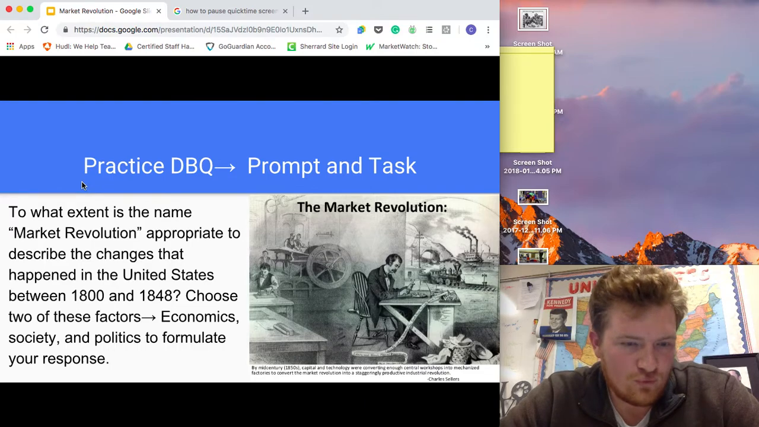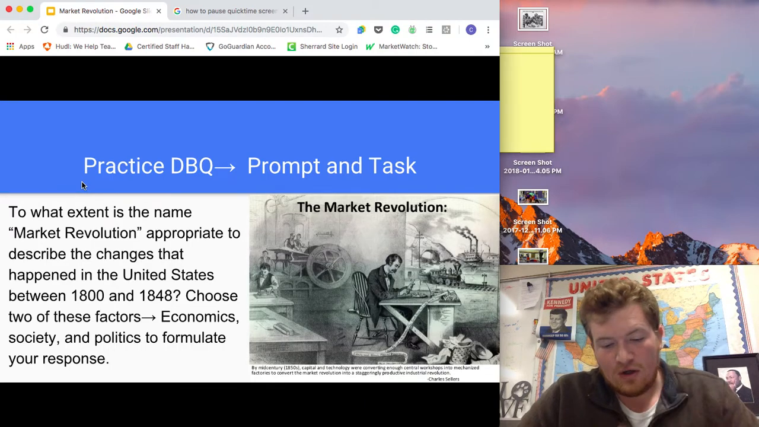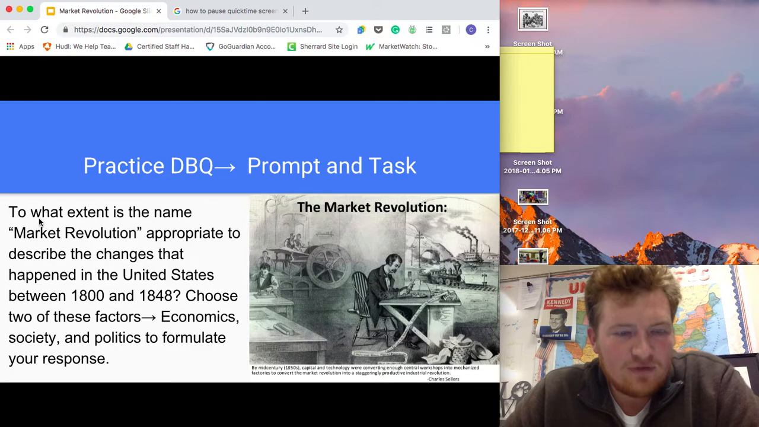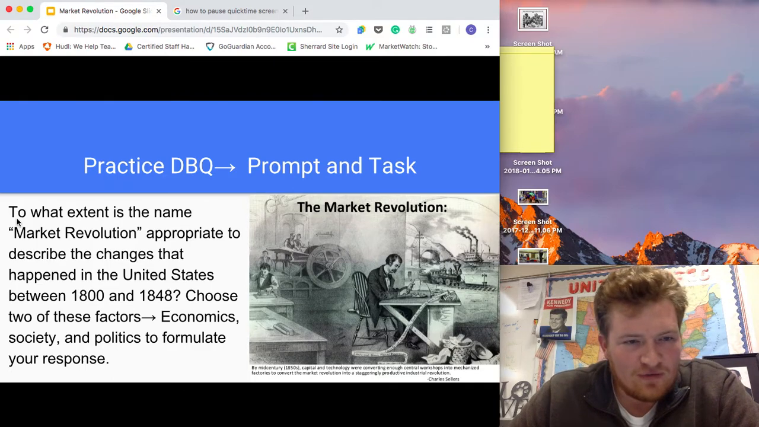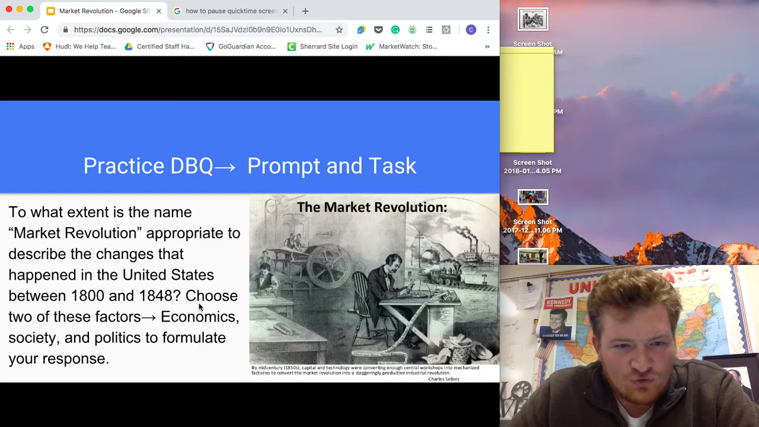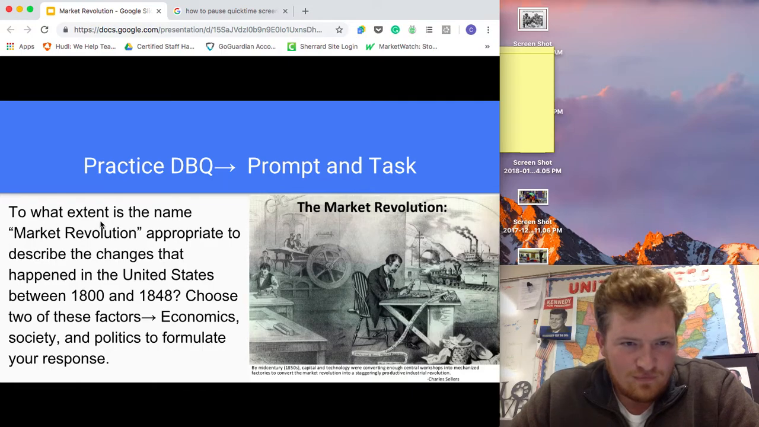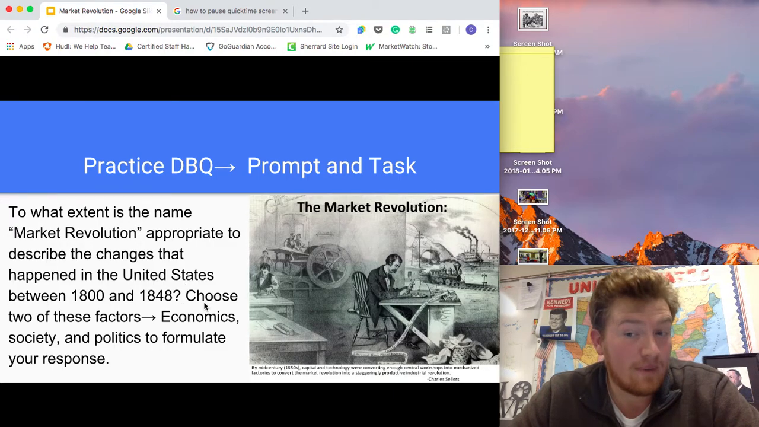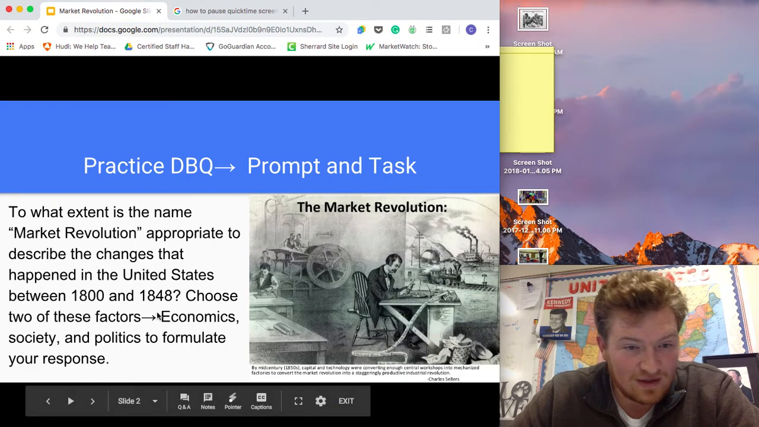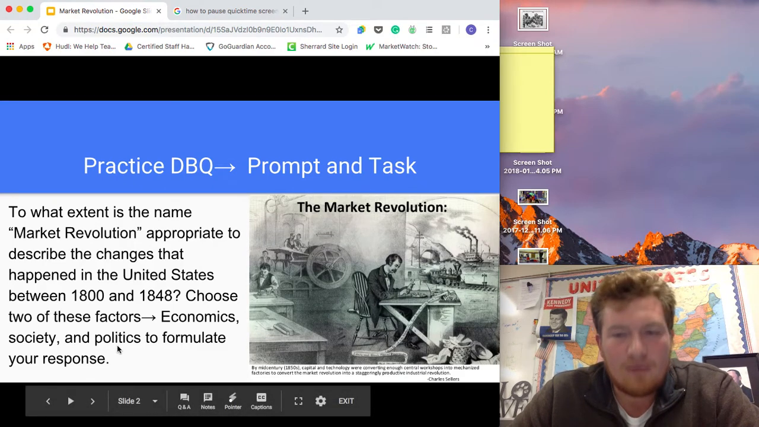Okay, so you should have marked up this prompt. You should have underlined the task. So if this was an AP exam, they'd have the word evaluate right here. So evaluate what extent. Also, you should have underlined choose two of these factors. You also should have outlined your category, which is right here. Lastly, you should have circled your topic, which are these three words: economics, society, and politics.